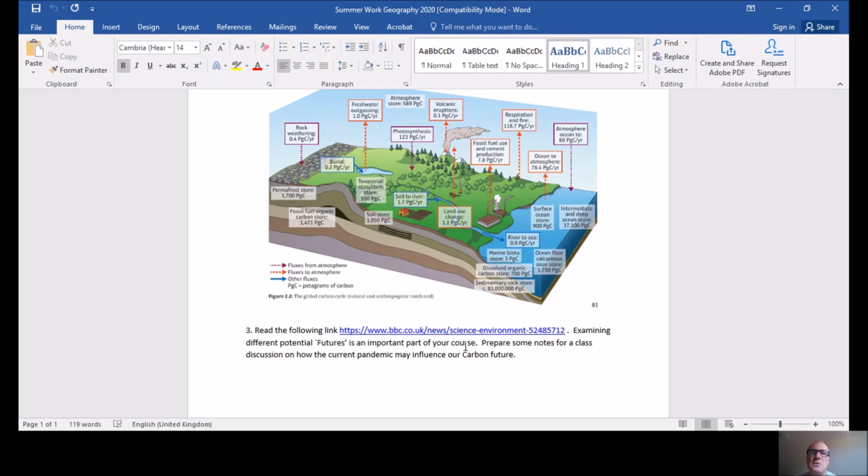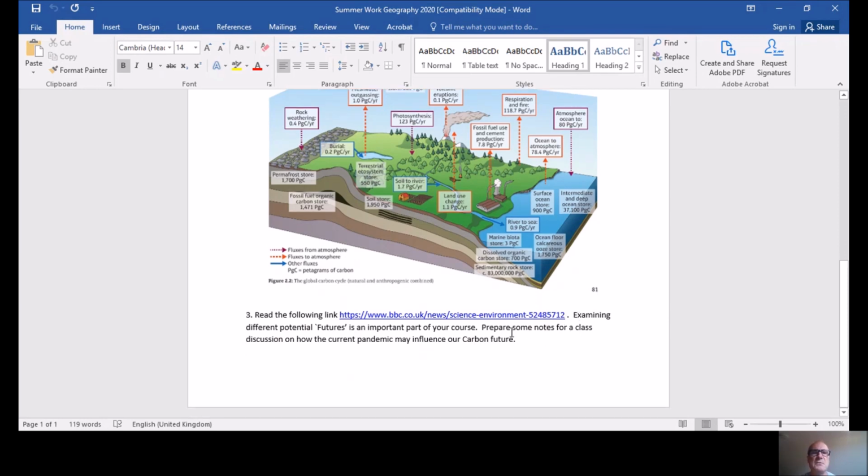And I want you to really start to think about what this means for the future of our relationship with carbon. Because of course, carbon is the element that we've been putting huge amounts of into the atmosphere and creating climate change. That has slowed incredibly during the pandemic. But what will happen next? What we have to do in geography is look at these things and think about the different potential future scenarios. And that is what I want you to look at in your summer work.